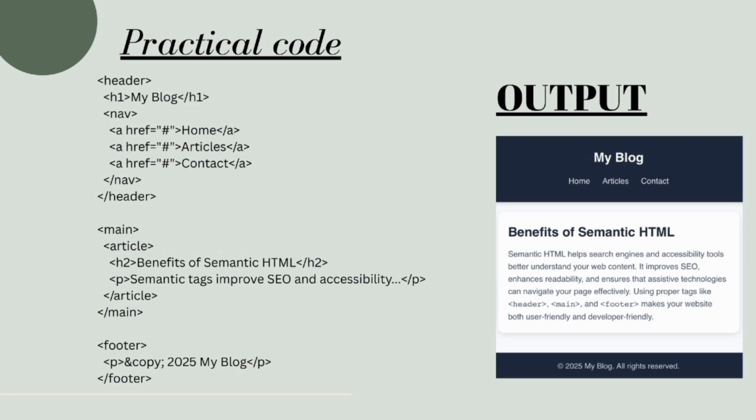The output on the right shows a result, a clean modern layout, but what the output doesn't show is the incredible value under the hood. By using header, nav, main, article, and footer tags, we explicitly define the purpose of every major block of content. This combination of proper structure and visual design is the hallmark of a professional developer.